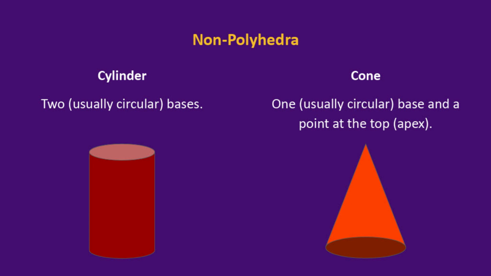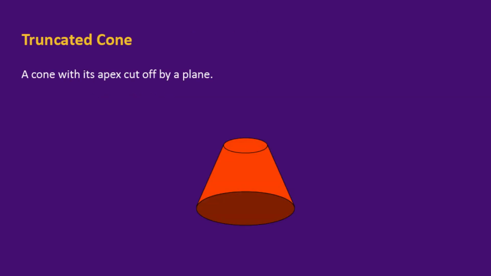Lastly, we have some 3-dimensional shapes that are not polyhedra because they have at least one curved surface. A cylinder, which is similar to a prism, but not technically a prism because it has 2 congruent, usually circular bases, and a curved surface. A cone, which is similar to a pyramid, but not technically a pyramid because it has one, usually circular base and a curved surface that meets at a point at the top, known as the apex. A truncated cone, which is a cone with its apex cut off by a plane.